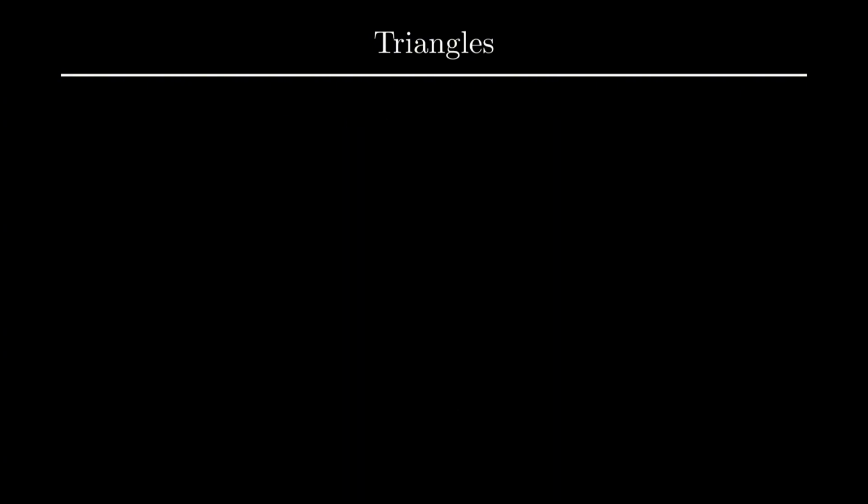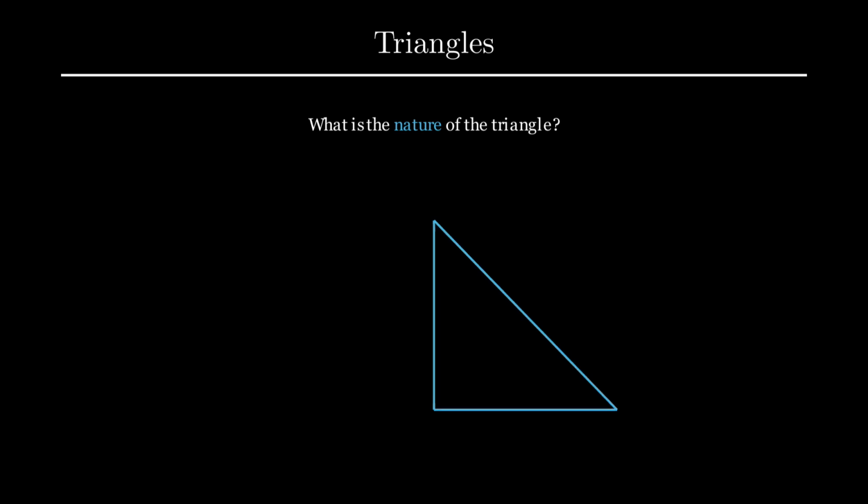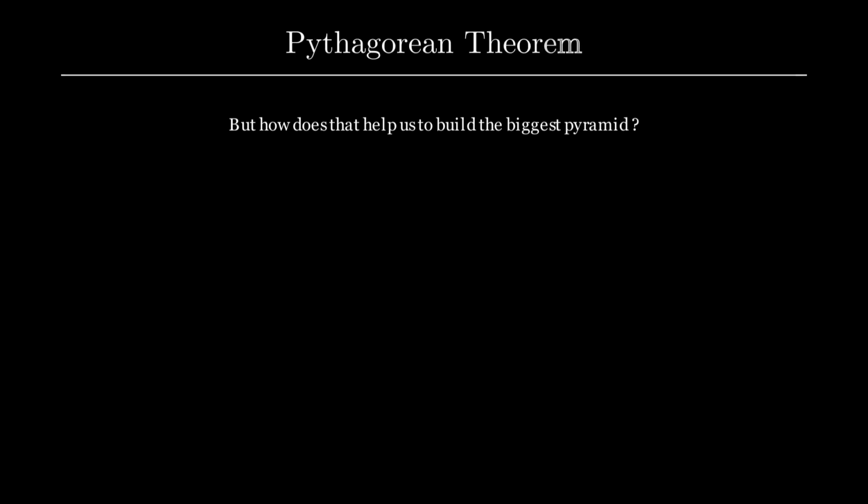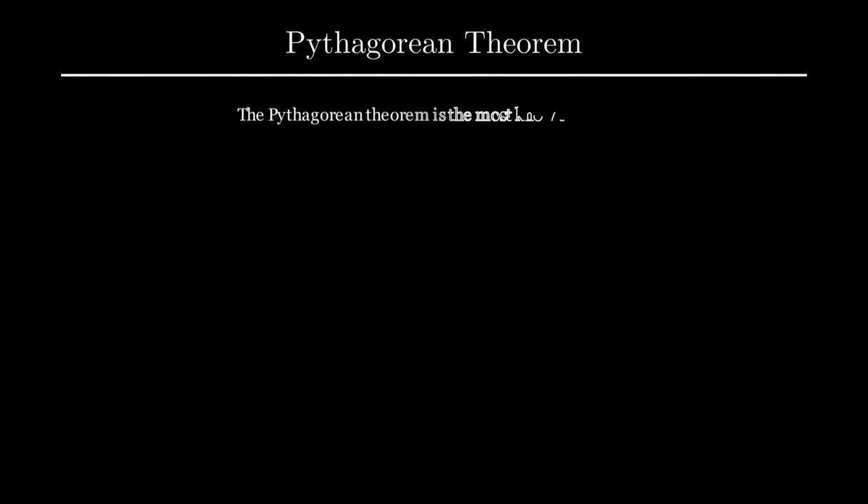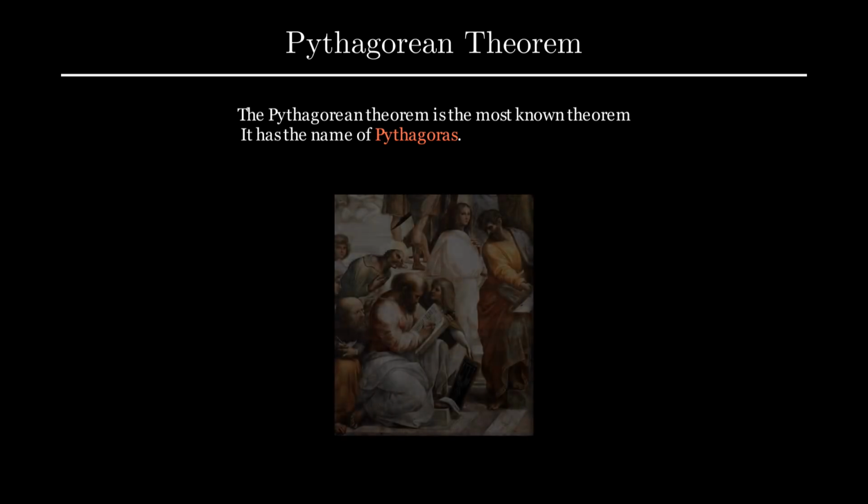Let's practice a last triangle exercise before diving into the heart of the subject. Based on the values shown, can you tell what type this triangle is? It is, of course, a right triangle because of the 90 degrees angle. But how does that help us for the pyramid problem? Let me introduce you to the most known theorem in the world. It is called the Pythagorean Theorem, and it has the name of Pythagoras because his group wrote the theorem.